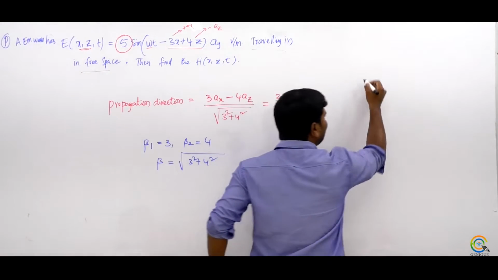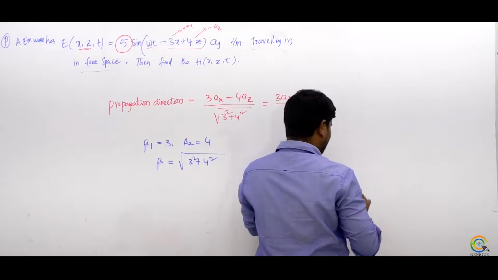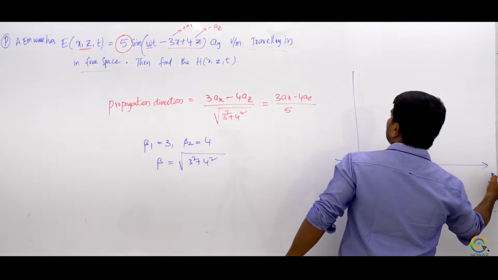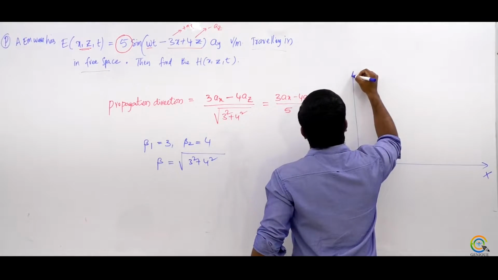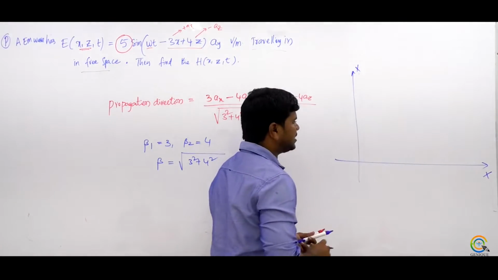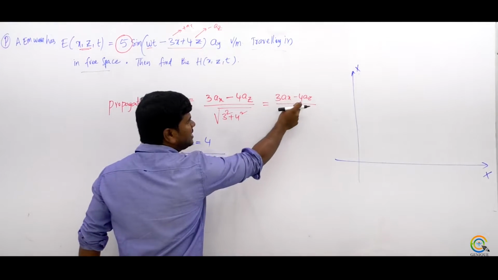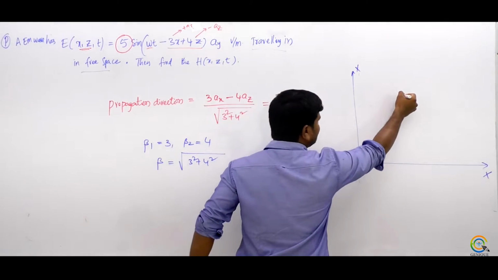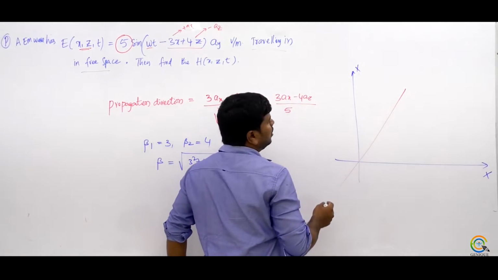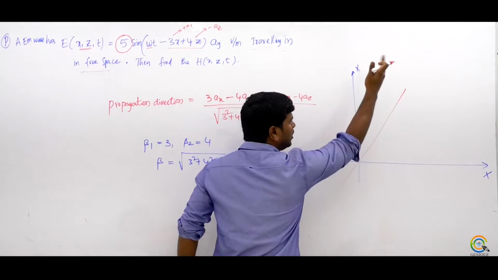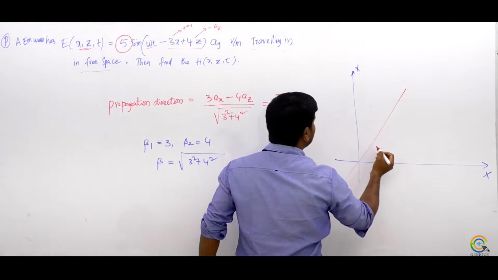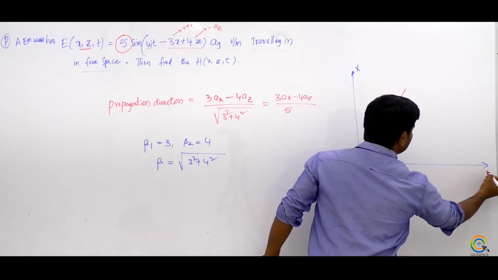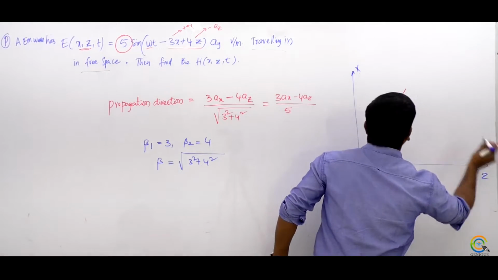Let us suppose how the propagation is. Let us suppose this is the z direction and this is the x direction. The propagation exists in plus ax, minus az direction. So plus ax minus az direction means like this. It is inclined, propagating in plus ax direction. This is Z and this is X.